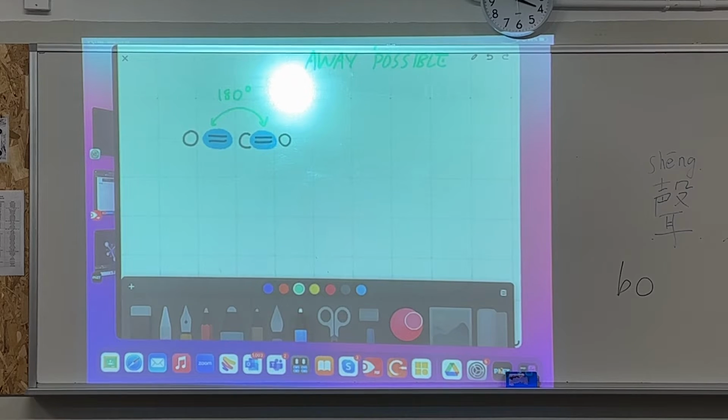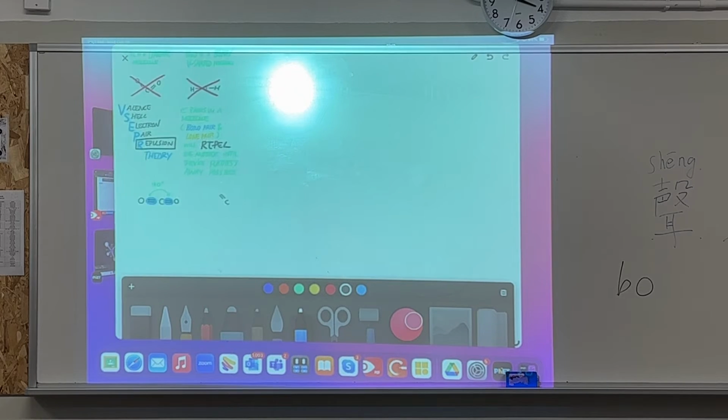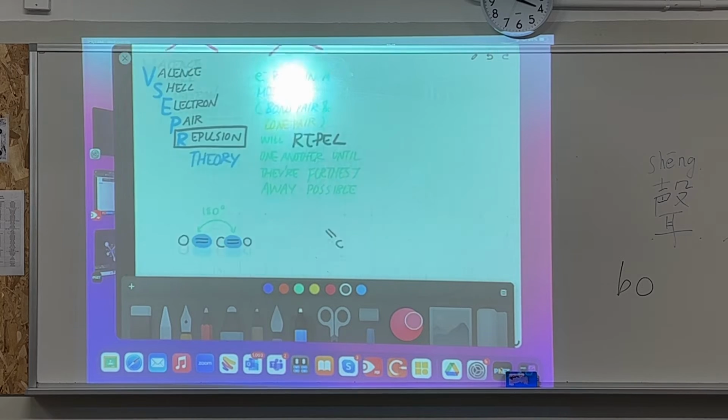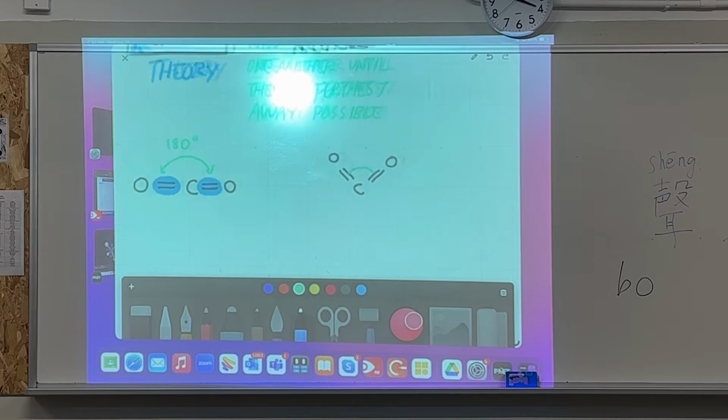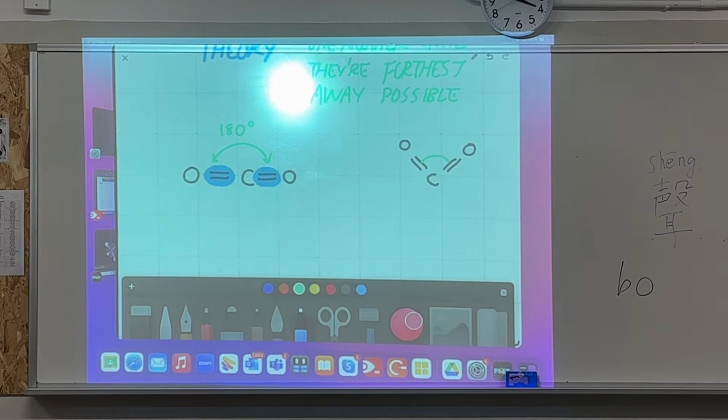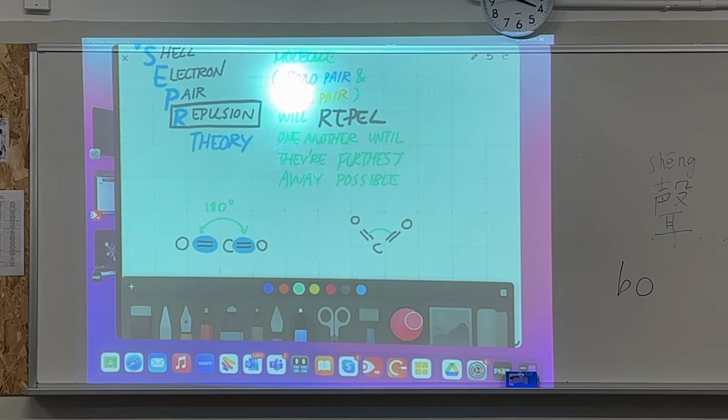So why can't I draw CO2 like this? Remember this wrong drawing I showed earlier? Why can't I draw CO2 like this? Because if you draw CO2 like this, would this angle be smaller than or greater than 180? Smaller than, and you see the wording I use here, right? They have to be furthest away possible. Less than 180 doesn't cut it.